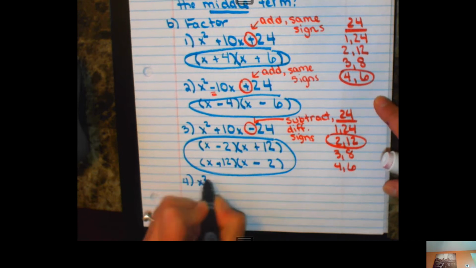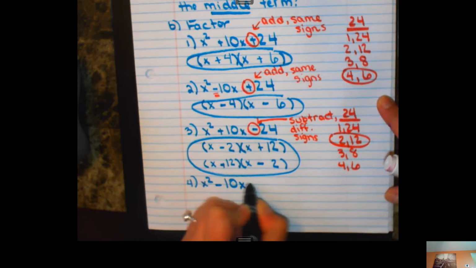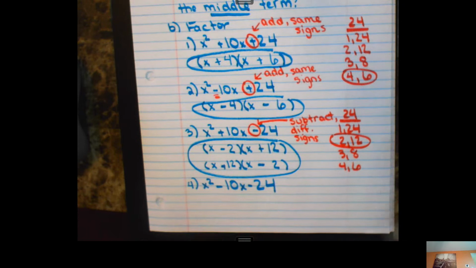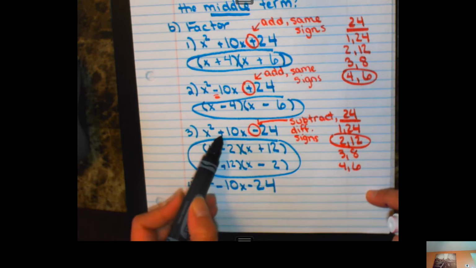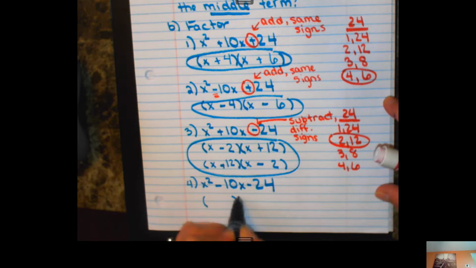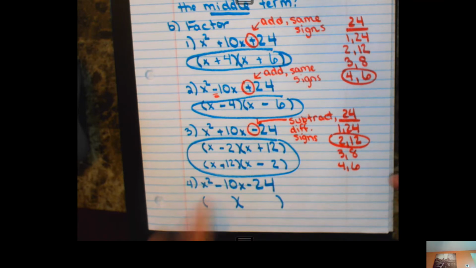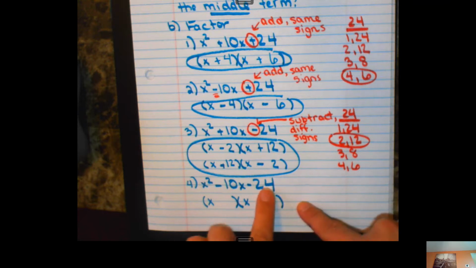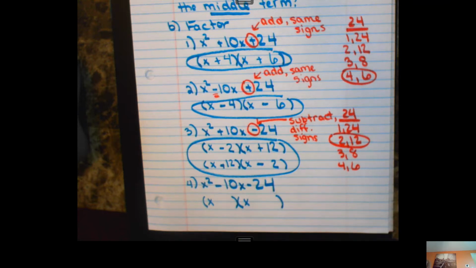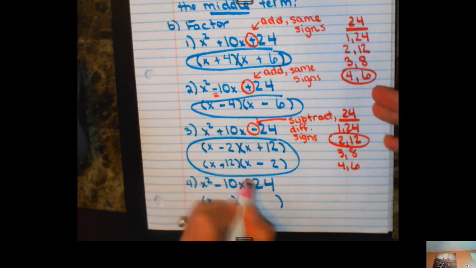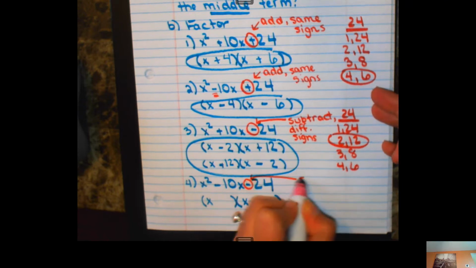X squared minus 10x minus 24. Notice the difference. We still have a negative, but this time I put a negative here instead of the plus sign. So 2 sets of parentheses. X and x go in the front to give us x squared. These two numbers come from multiplying to get 24. But remember, this last sign is telling us we're subtracting. So we're going to subtract.